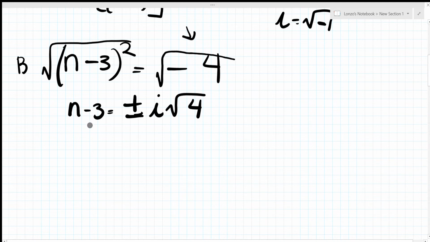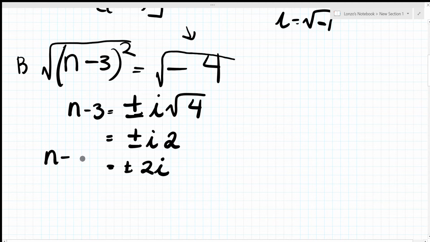Before we add 3 to the right side, let's simplify the right side. So this becomes plus or minus i. Now remember, the square root of 4 is just 2, so you can rewrite that as plus or minus 2i. There we go. Now we simplify the right, and let's solve for n.